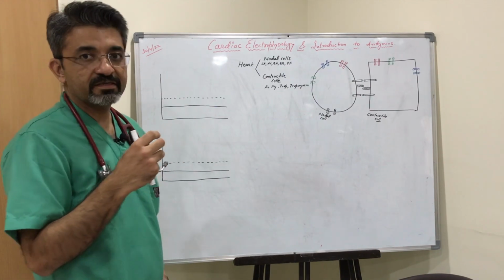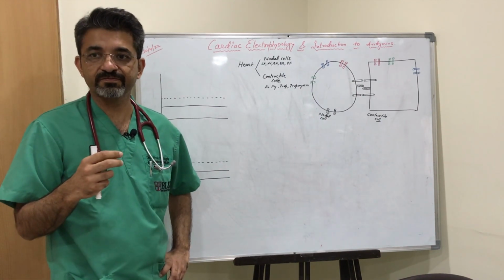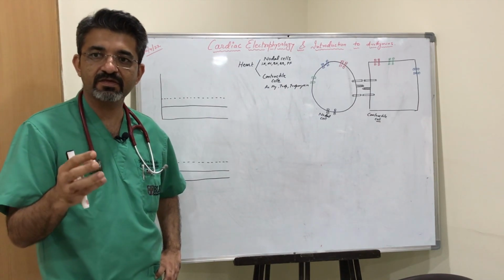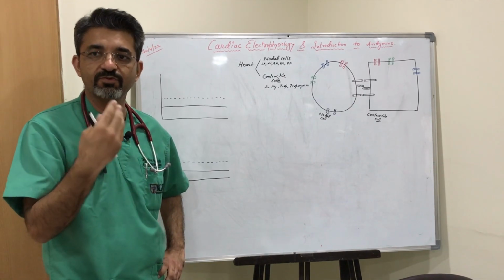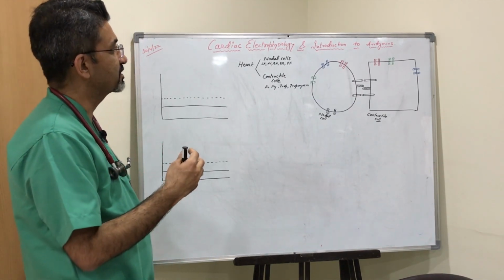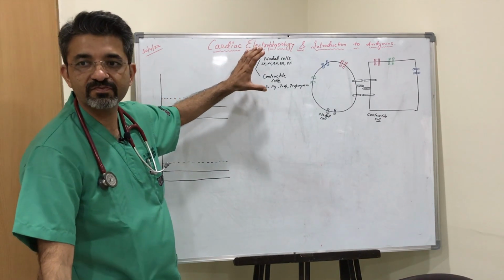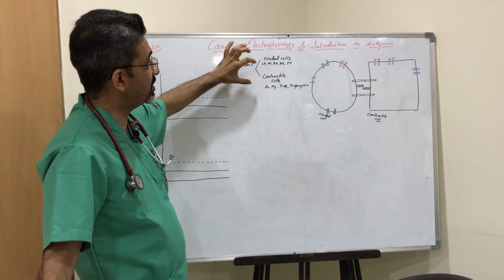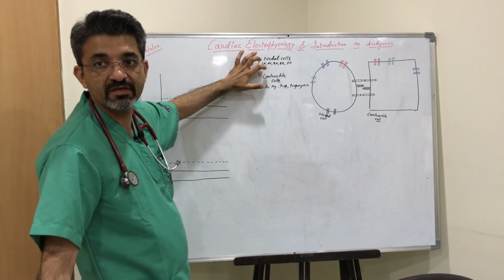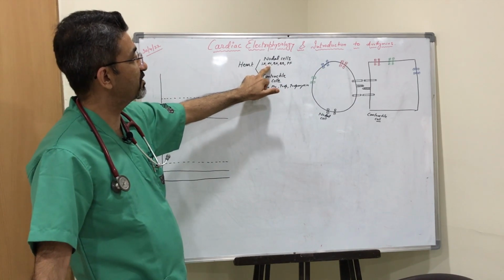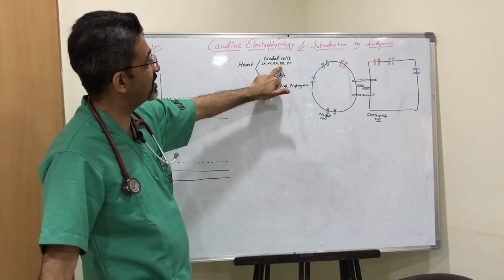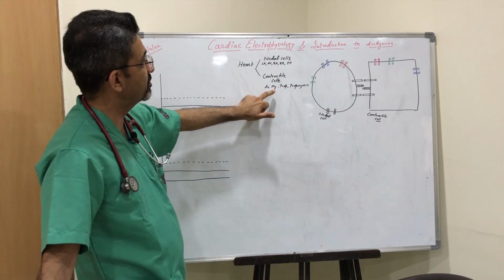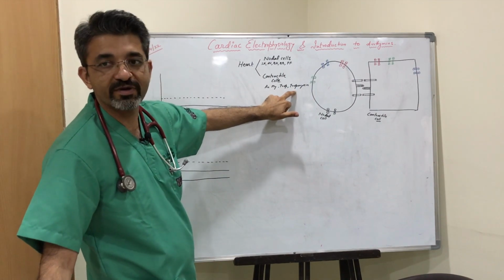So in the heart there is a phenomenon known as automaticity. It means even if the heart is not innervated by the sympathetic or parasympathetic system, it can generate its own action potential, and that's the beauty of the heart. In the heart we have two types of cells. One type is known as nodal cells, which have automaticity, and the other type is known as contractile cells. In nodal cells we have the SA node, AV node, bundle of His, bundle branches, and Purkinje fibers, whereas in contractile cells we have actin, myosin, troponin, and tropomyosin.